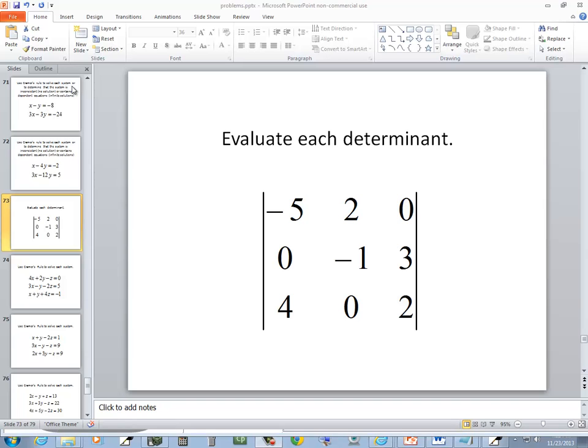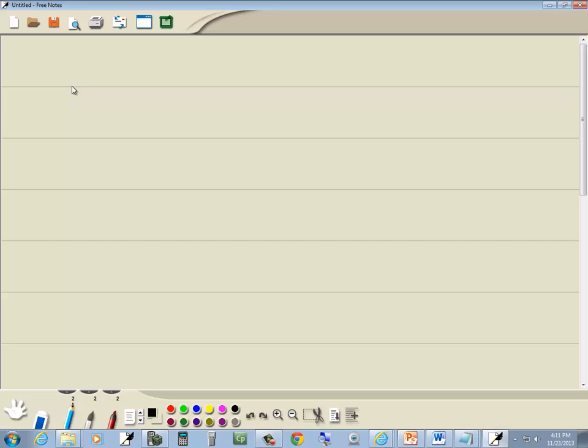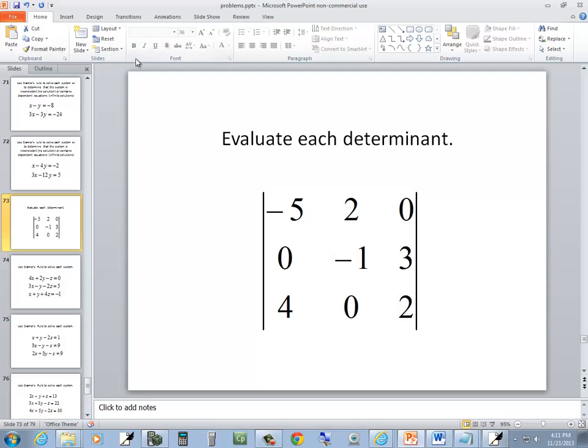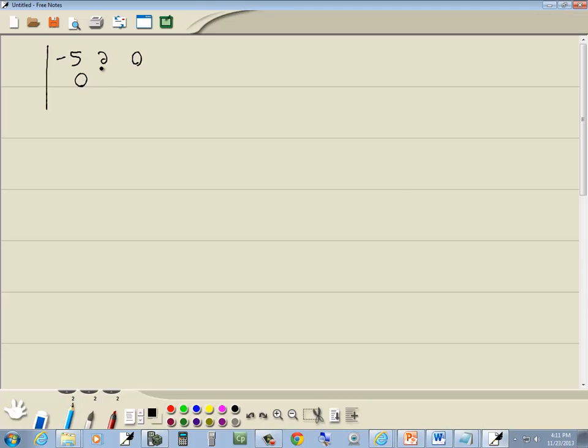Let's take a look at this problem. We got the determinant of -5, 2, 0, 0, -1, 3, 4, 0, 2. Okay, all looks right. So we got -5, 2, 0, 0, -1, 3, 4, 0, 2.